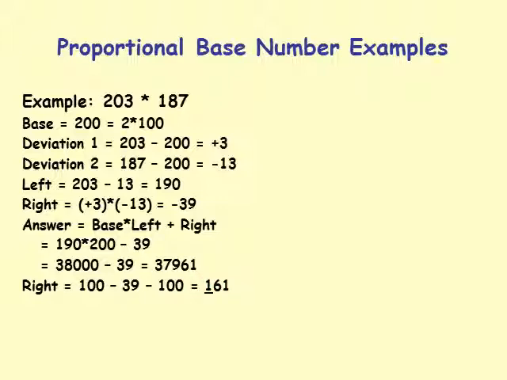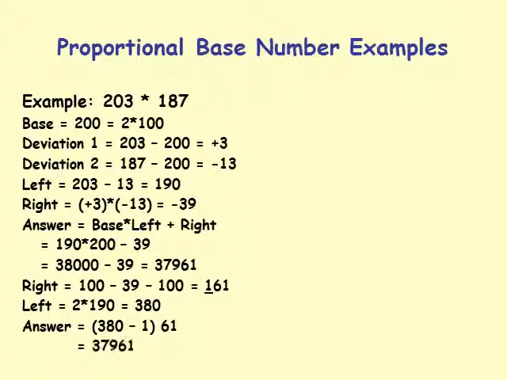We have to resolve the proportionality also on the left. Left is 2 times 190. Proportionality is 2 right here, and the number was 190 on the left. 2 times 190 is 380. Now this negative gets carried to the left. Answer is 380 minus 1 from the carry and 61 on the right, which is equal to 37961, the same number we had before.